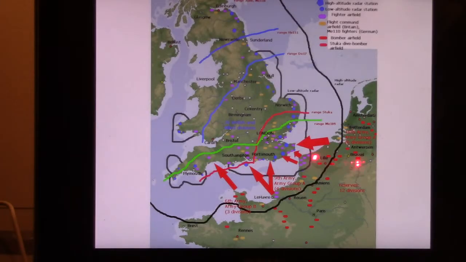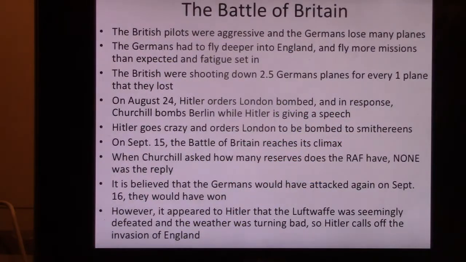All right, and they're going to start here, and then there's a red line and green line and light blue line and dark blue line. Little by little, the Germans are going to have to fly farther and farther into Great Britain, and it takes a toll on them. The British pilots were aggressive with their technology, and the Germans are losing planes. The British are shooting down 2 to every 3 planes for one of theirs.